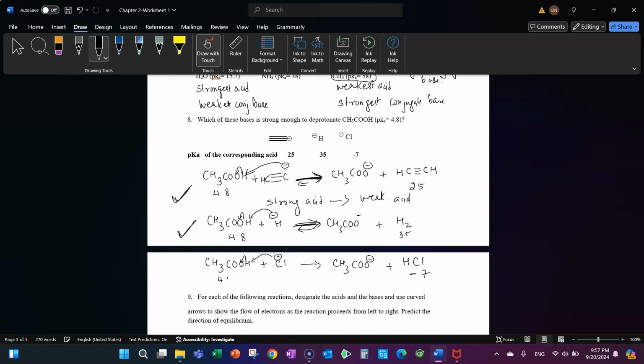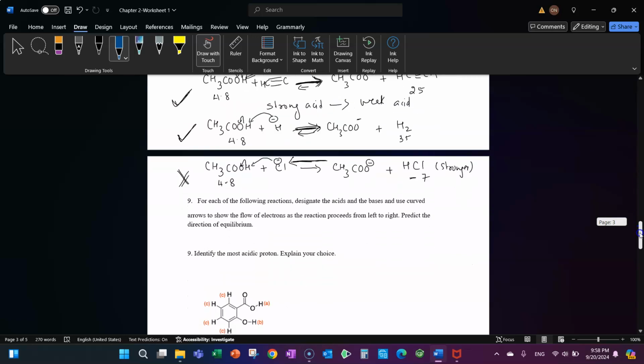Now this is 4.8. So which one is stronger? HCl is a stronger acid, right? This is my stronger acid among the two. So the equilibrium will actually be pushed in this direction. It's favorable in the backward direction, not in the forward. So this reaction will not happen. So to answer the question here, the bases which are strong enough to deprotonate CH3COOH, which is vinegar, are this one and this one, the chloride.